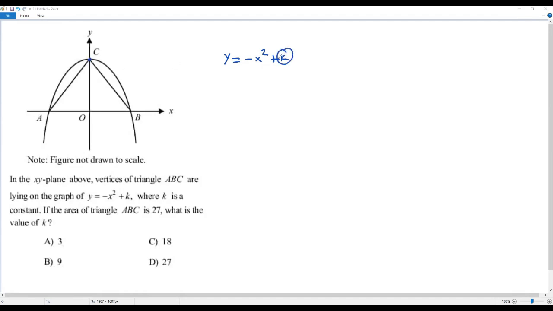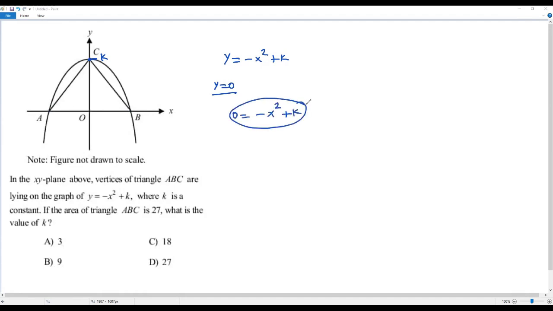Since this k represents the y-intercept of the parabola, the value we have on the y-axis at the point C over here is k. Now, to get the two x-intercepts A and B of the parabola, what we have to do is plug in y equals 0 into the given quadratic function, because at the x-intercepts, the y coordinate is always 0. Okay, now let me plug in y equals 0 over here. Then we get 0 equals negative x squared plus k.